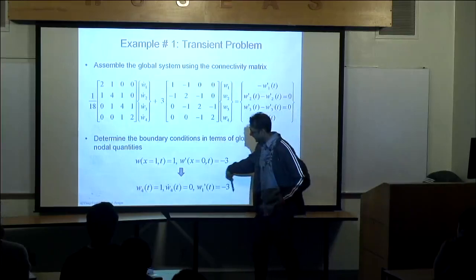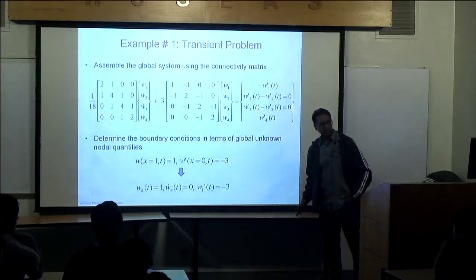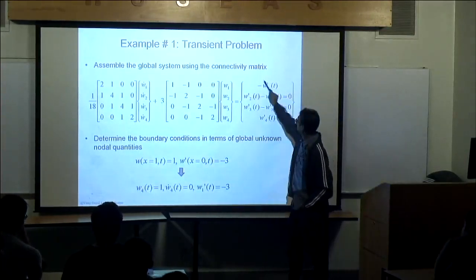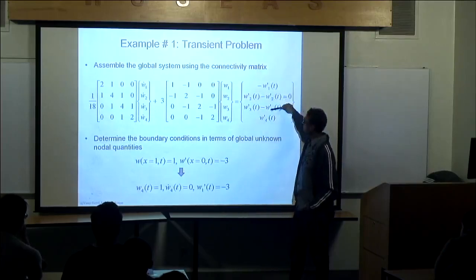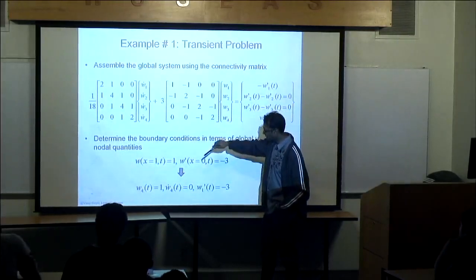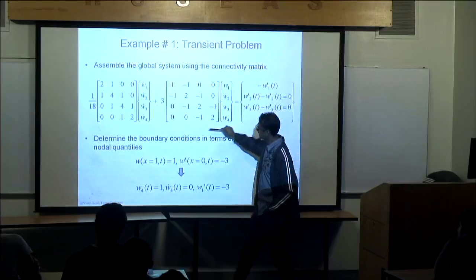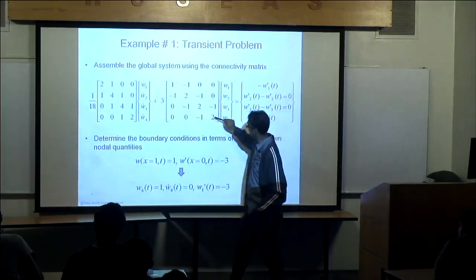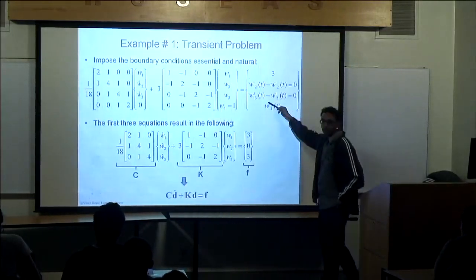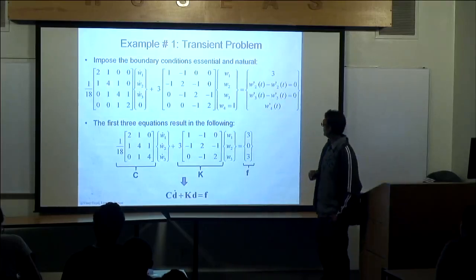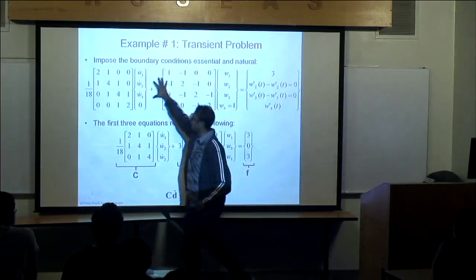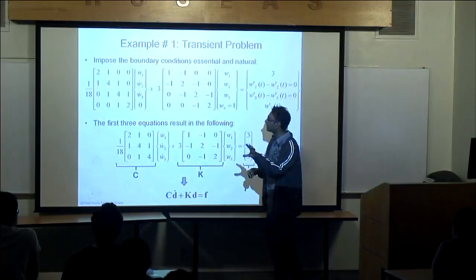Now that I have a good handle on these boundary conditions, I can impose them. I have W1 prime of t is minus 3, so that becomes 3, and that's 0, 0. Then W4, node 4, is equal to 1 here, and that's 0 there. So I have to impose those boundary conditions in this problem, and that's what I did here in the top picture as shown. I've applied the boundary conditions, and I realize that I can just use the first 3 equations to solve this problem.